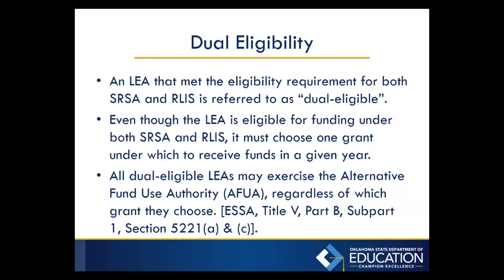All dual eligible LEAs may exercise what's known as the Alternative Fund Use Authority, AFUA, which we also refer to as REAP Flex, regardless of which grant they choose. On the other hand, if an LEA is only eligible for RLIS, they may not exercise the Alternative Fund Use Authority. This year we had 30 dual eligible LEAs that chose to receive an RLIS allocation over receiving a direct grant SRSA from USDE.